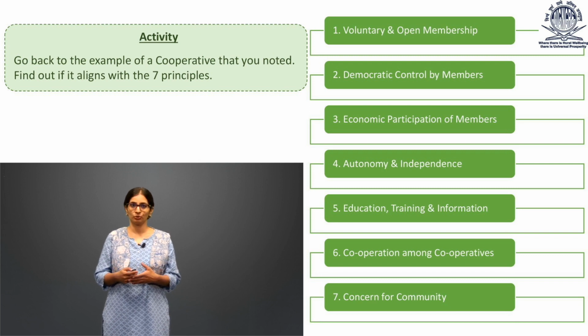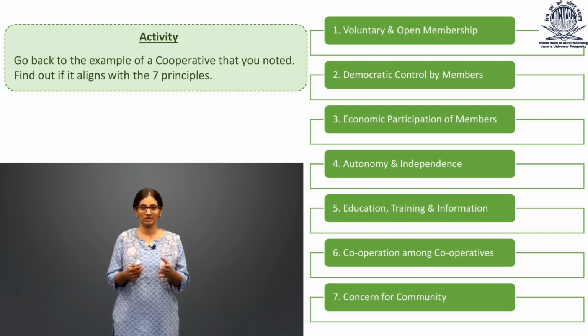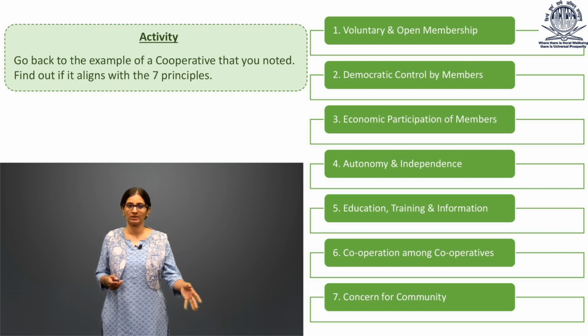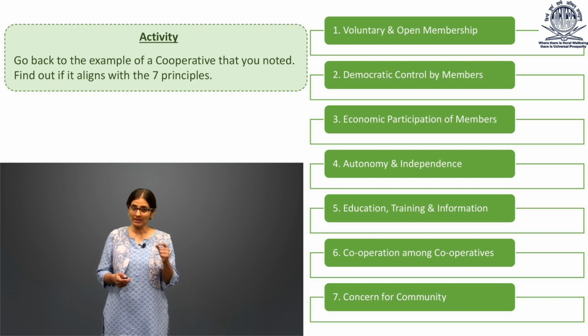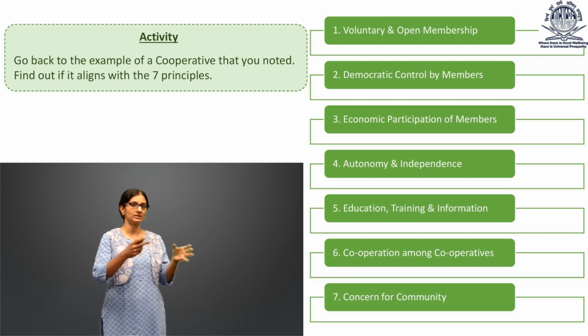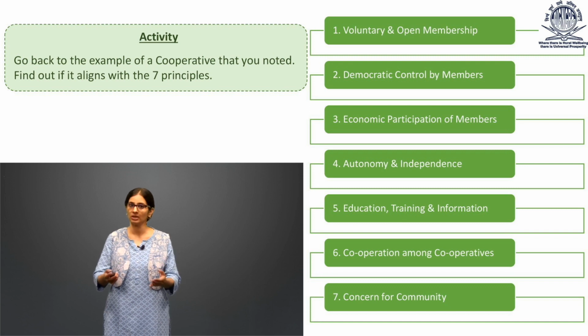Now go back to the activity that you did earlier. Use the example of a cooperative that you have noted down and find out if that cooperative aligns with these 7 principles that have just been enumerated.